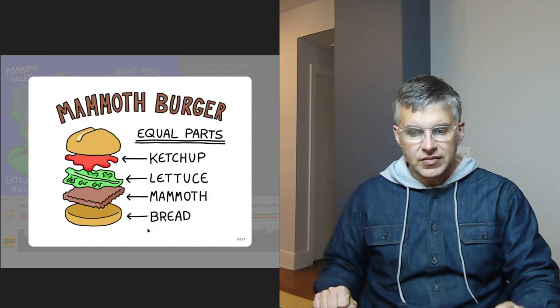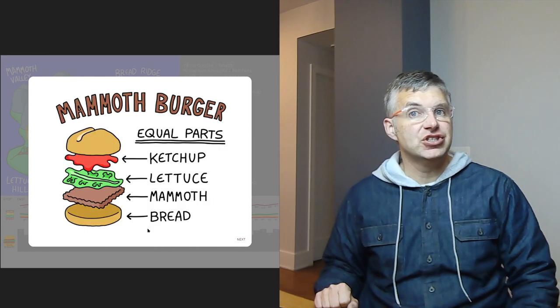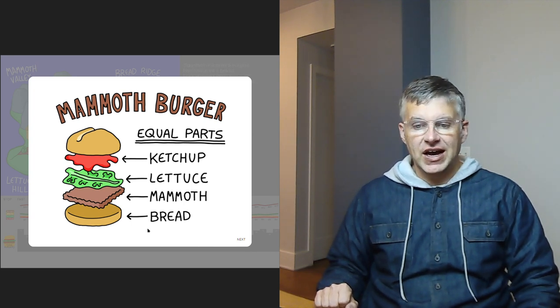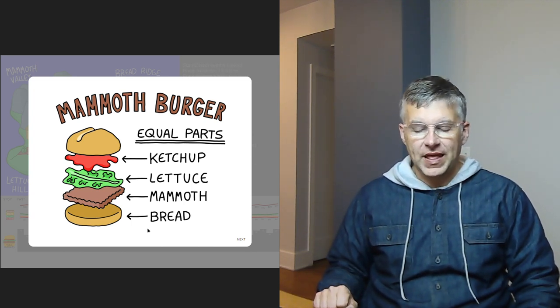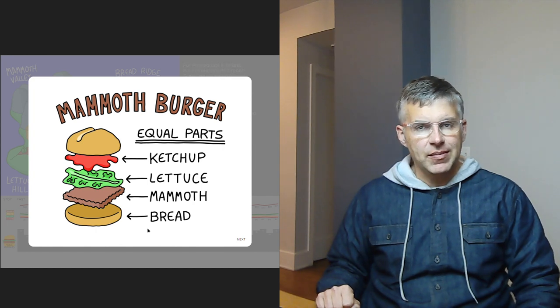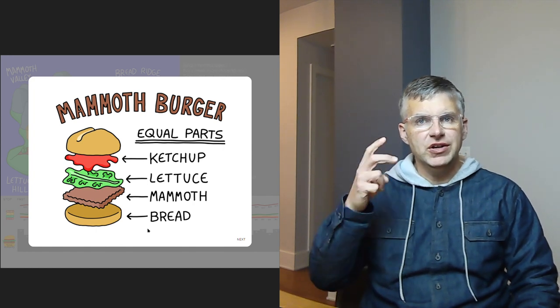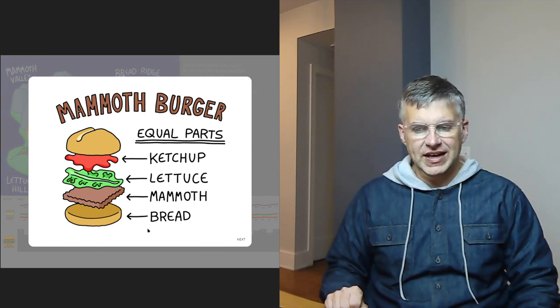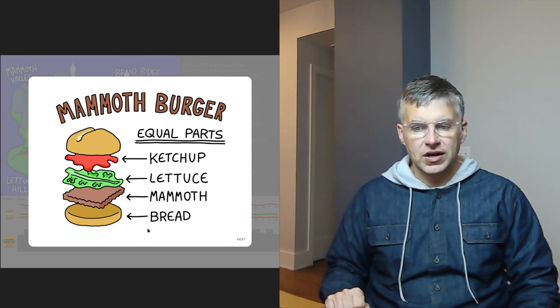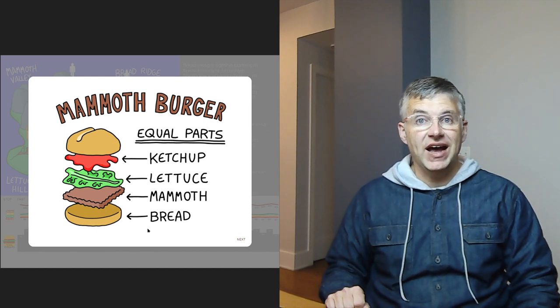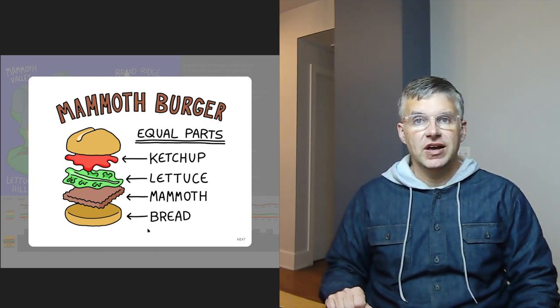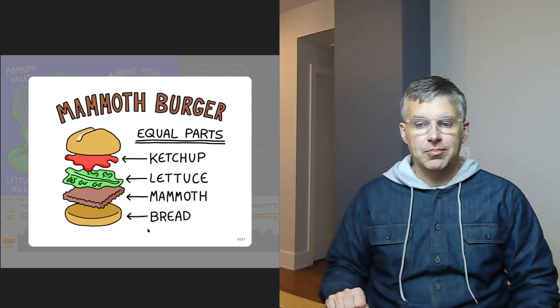Now, let's talk about the national dish of EconIsle. It's the mammoth burger. And to make a mammoth burger, you need one unit of four different resources: ketchup, lettuce, mammoth, and bread. So if you want to eat in the evening, you better have at least one of each of these in order to make one or more mammoth burgers.